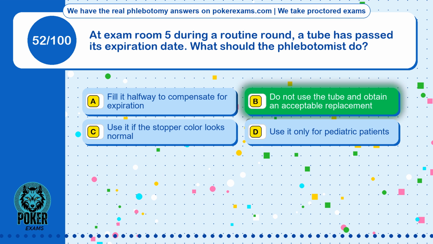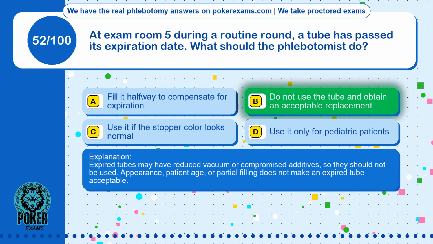The correct answer is option B. Do not use the tube and obtain an acceptable replacement. Expired tubes may have reduced vacuum or compromised additives, so they should not be used. Appearance, patient age, or partial filling does not make an expired tube acceptable.